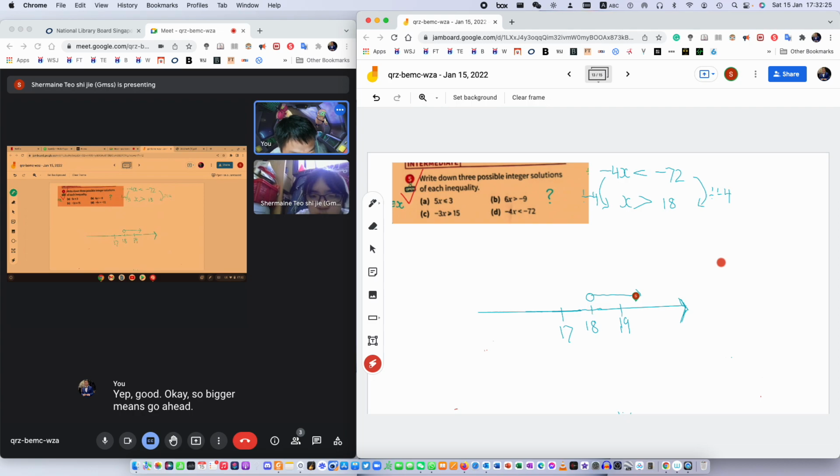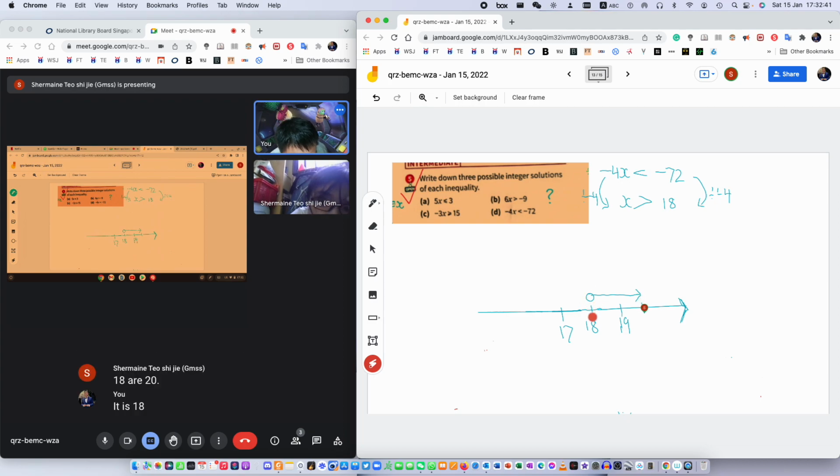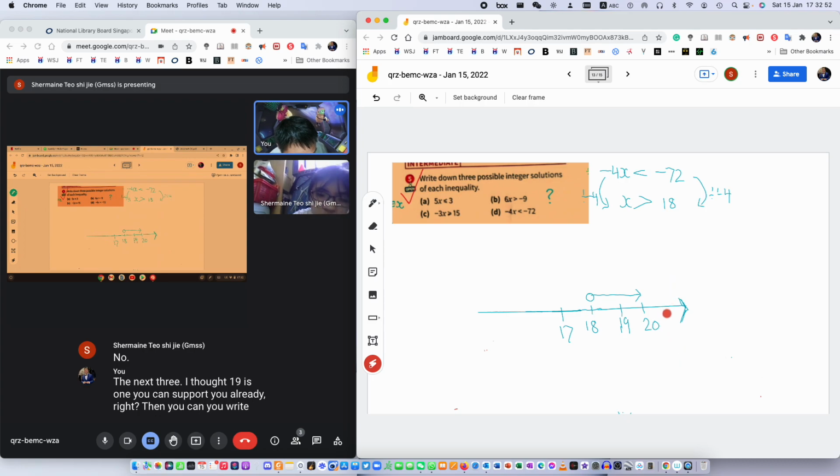Okay, very good. So what is the next three possible integers? This part. 18. 20. Is 18 included or not? No. The next three. I thought 19 is one. You can circle it already, right? Can you write? Can you show the numbers on the three?